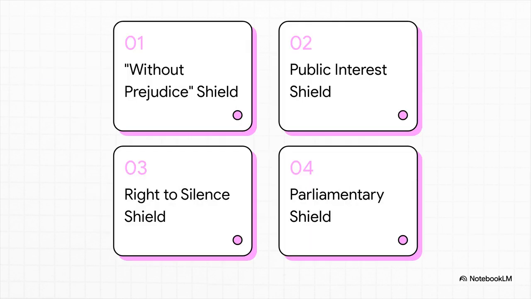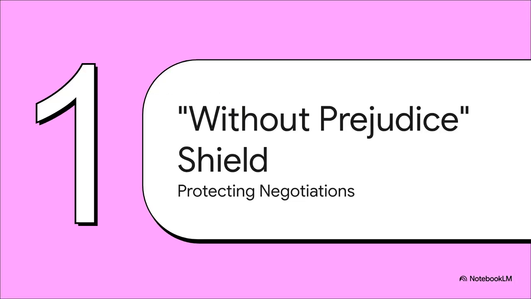Okay, so Rule 212 gives you this fantastic strategic toolkit. It's basically 4 essential shields. Let's break down each one, because you're going to need to master all of them for the exams. First up is the Without Prejudice Shield. This is your go-to tool for protecting that really crucial and often pretty delicate dance of settlement negotiations.